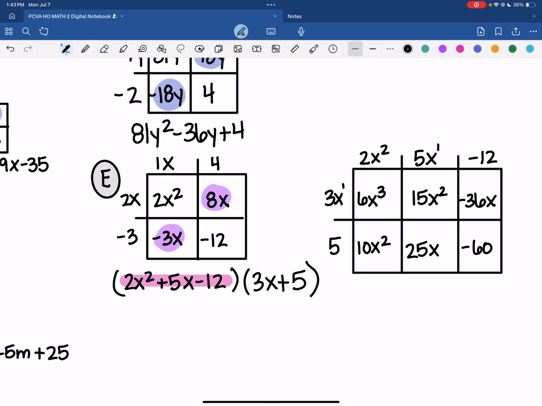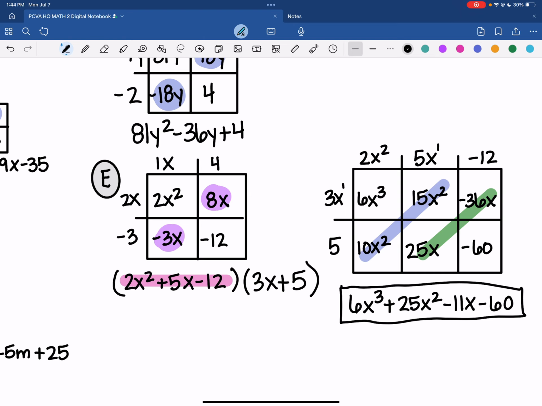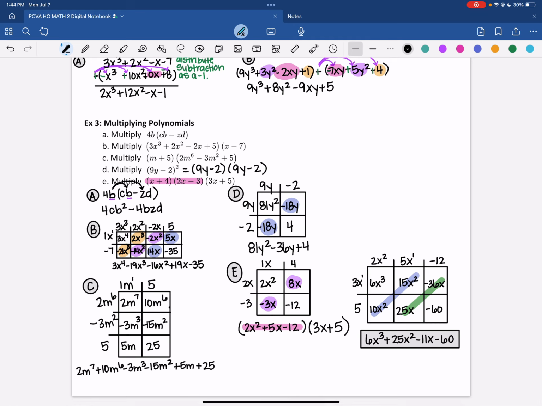And then we're going to look for like terms. So I have some like terms. The x squareds are like terms, and the x's. So my final answer is going to be 6x cubed. Then I'm going to add the 10x squared and the 15x squared to give me 25x squared. Then I'm going to add the 25x and the negative 36x, and that's going to give me negative 11x. And then there's nothing to combine with the constant negative 60. So my final answer is that polynomial. If you have any questions, please don't hesitate to contact me and ask.